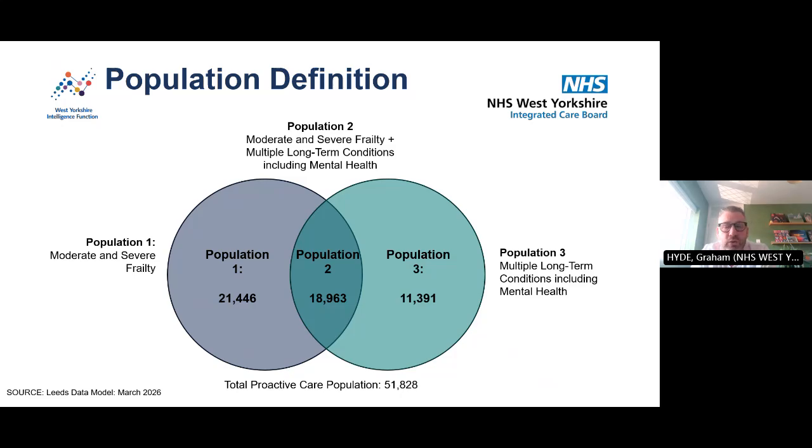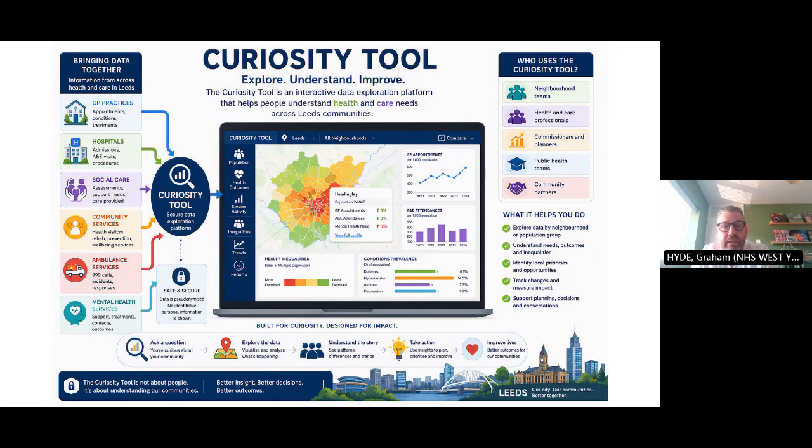So perhaps we could do something differently. We could empower our teams with the data from the Leeds data model. So we absolutely did that. So we created the curiosity tool. Hopefully the clue is in the title, which sits on top of the Leeds data model and helps neighbourhood teams explore the population to understand who might benefit from proactive care.